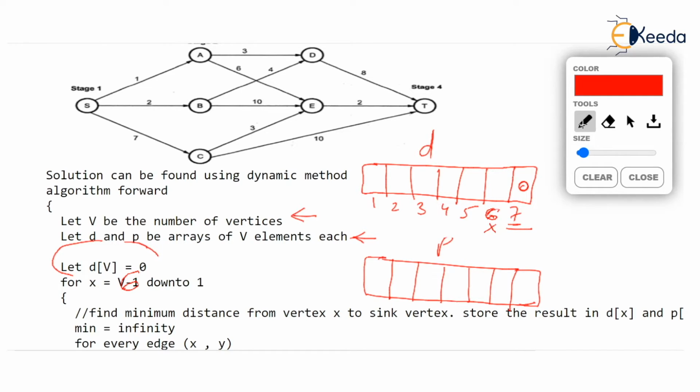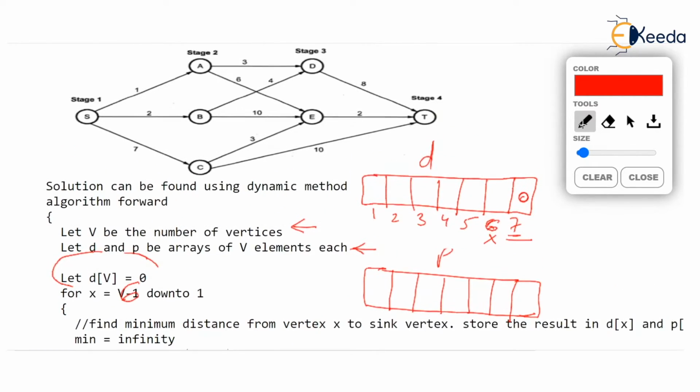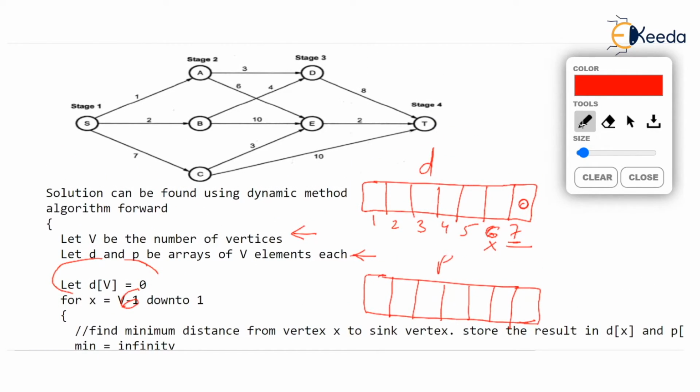That is when x is 6. Let's start this loop. X is 6. And I think the sixth vertex, if I am not wrong, is this one. Let me label these vertices. 1, 3, 4, 5. Okay, let's label this as sixth vertex and destination is 7.